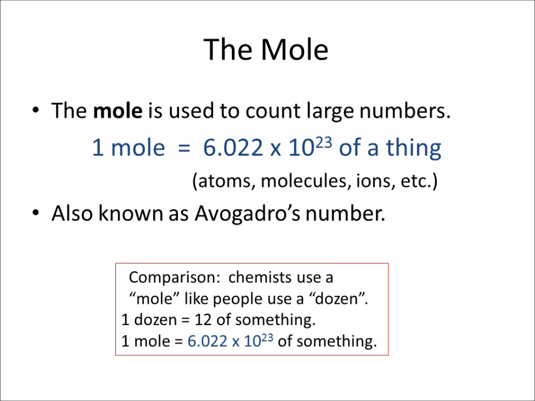It's a counting number, like a dozen. If someone says, I have a dozen eggs, you're like, OK, that's 12 eggs. Well, if someone says, I have a mole of atoms, or a mole of molecules, or a mole of stars, they mean that many of those things. So I don't want this to seem that mysterious. This is called Avogadro's number. And that many of an element will have the mass of its atomic mass.